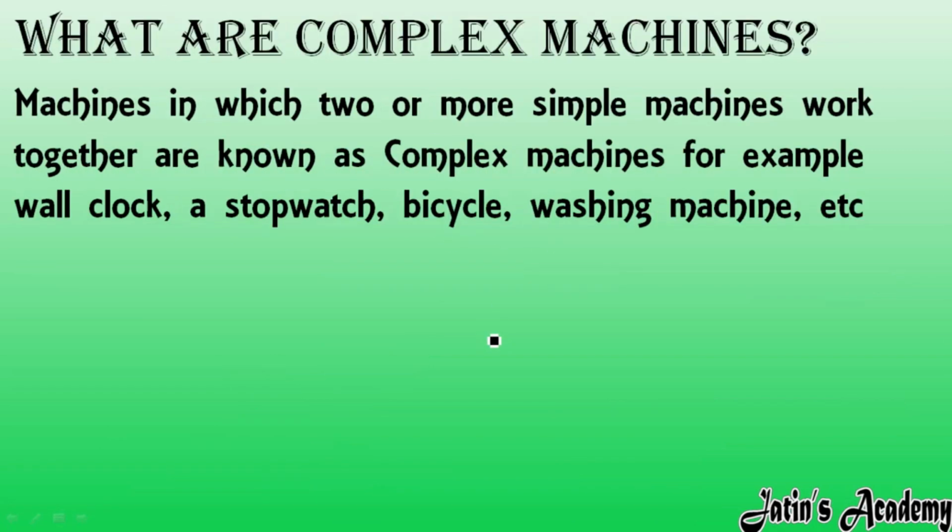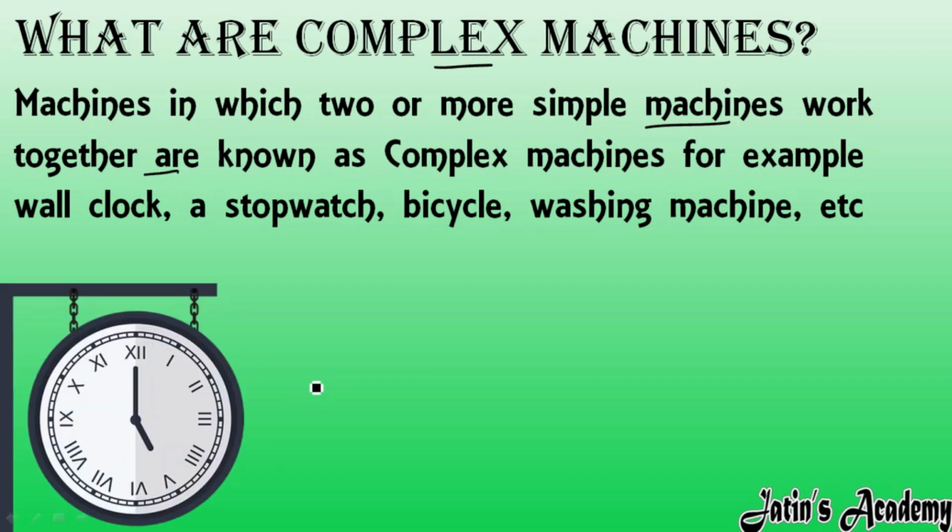Next, what are complex machines? On the other hand we also have complex machines, but in our syllabus we only have simple machines. But yes, we will see the definition of complex machine. Complex machines are those in which two or more simple machines work together. For example, in a wall clock two or more simple machines are combined together to make it move. So the wall clock is regarded as a complex machine.